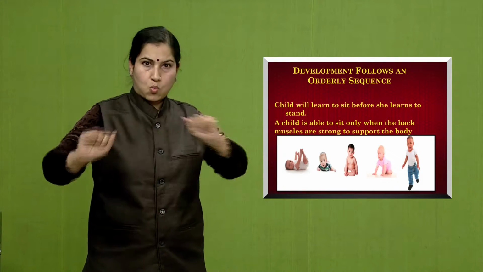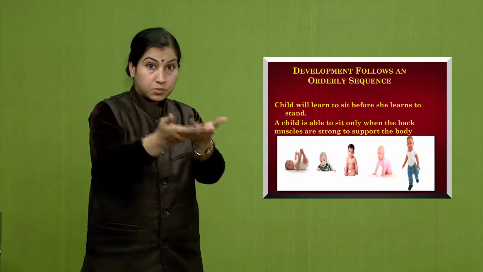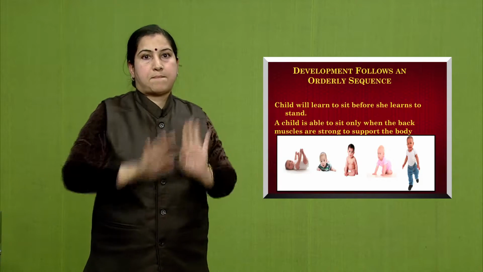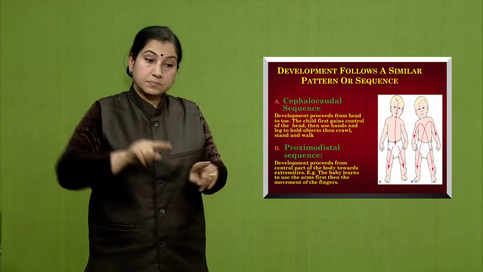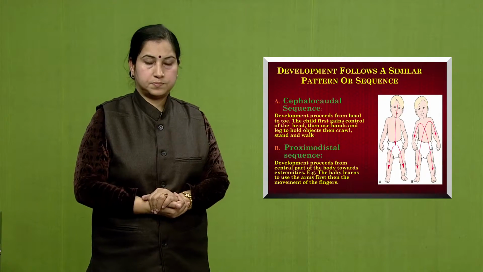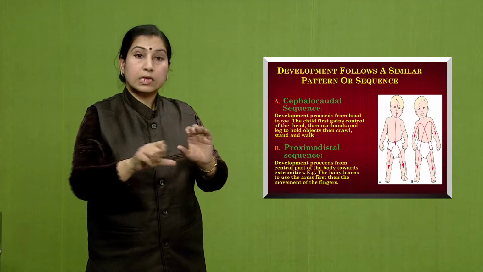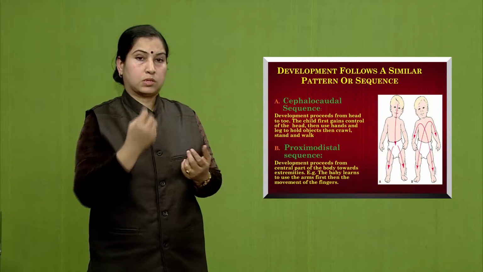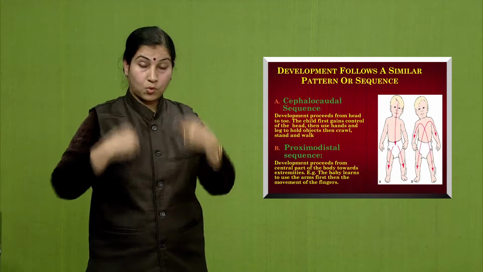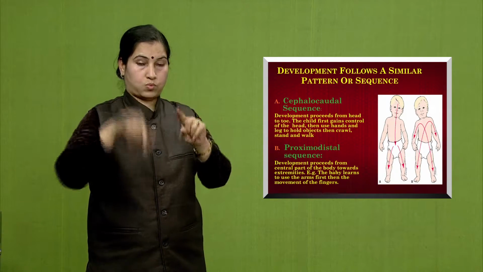However, the development of all human beings follows a similar pattern, similar sequence or direction. Sequential pattern of development can be understood in two directions. First, cephalocaudal sequence. Second, proximodistal sequence.